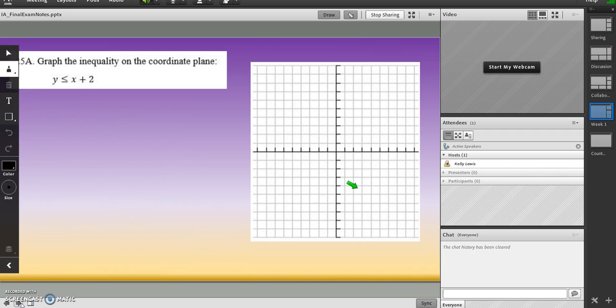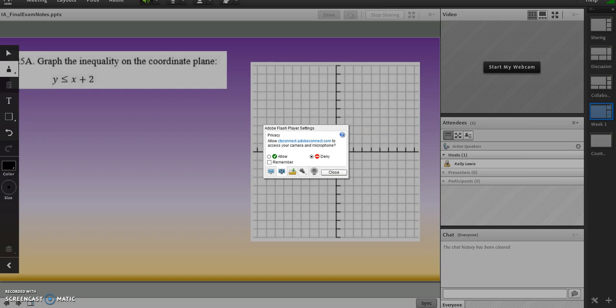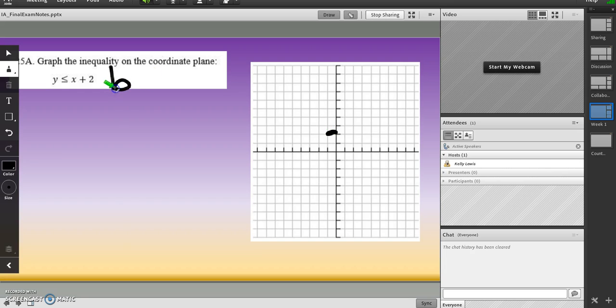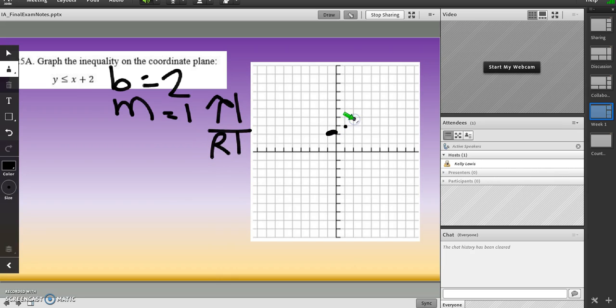Okay, let's do this inequality. So the y-intercept is 2. I'm going to put a dot right there. Slope is 1, so that means we're going to go up 1, right 1. So up 1, right 1, up 1, right 1. Right, so it looks like that, something like that. It's a solid line because it says equal to there. And we just got to figure out where it's shaded.